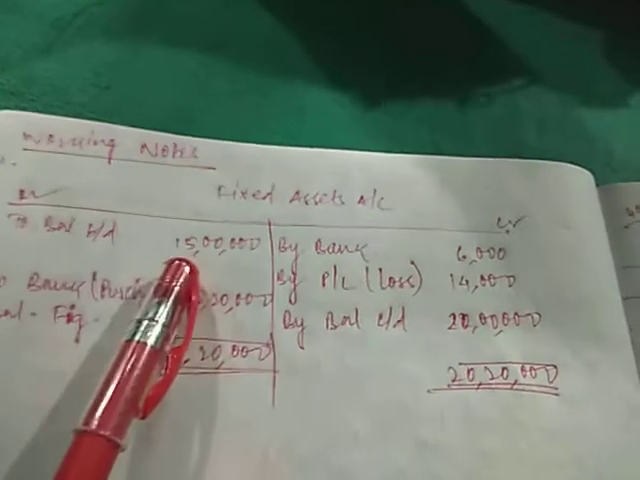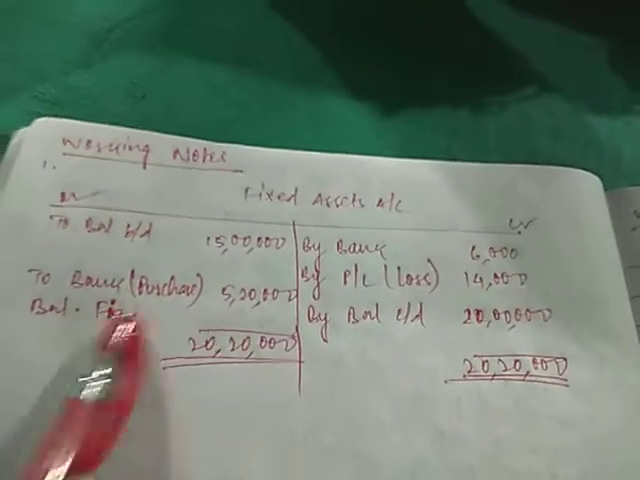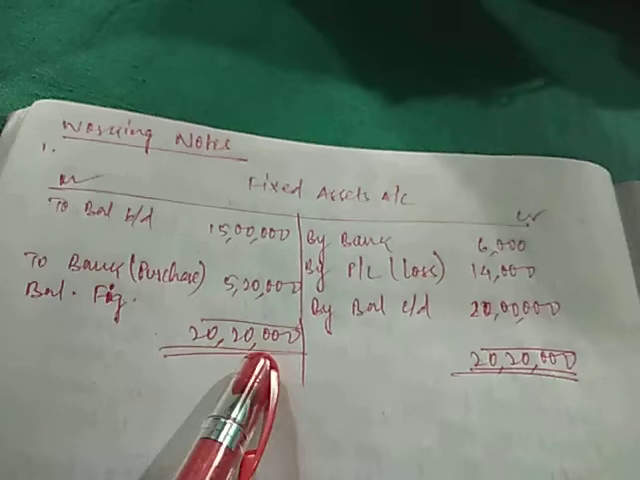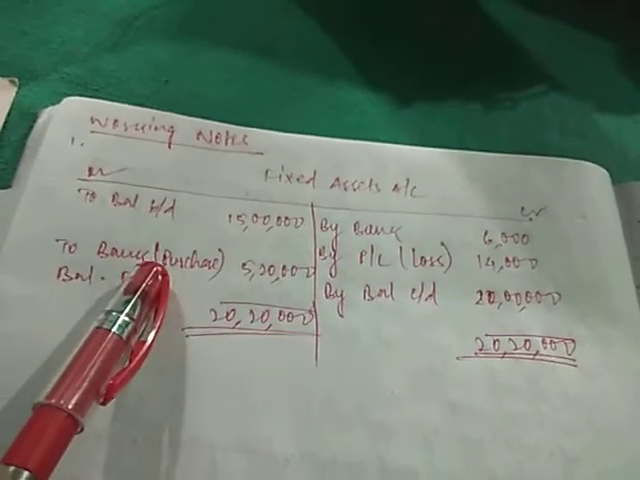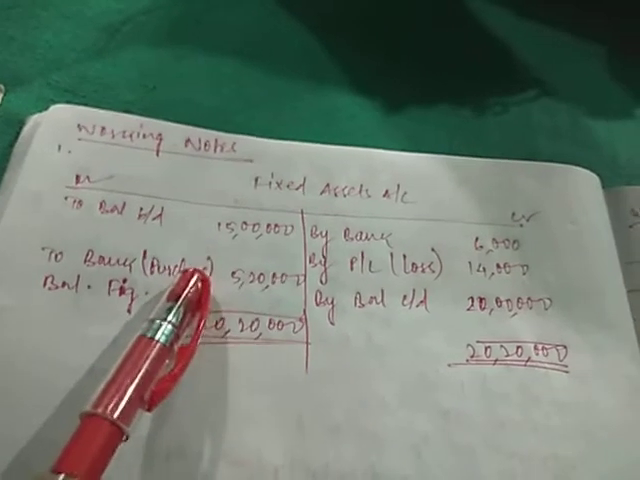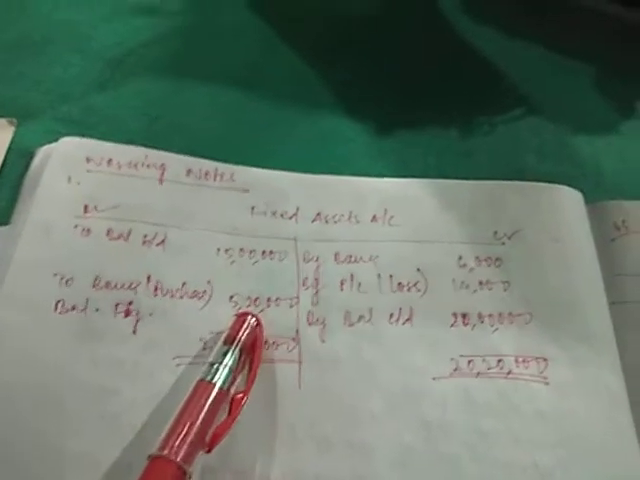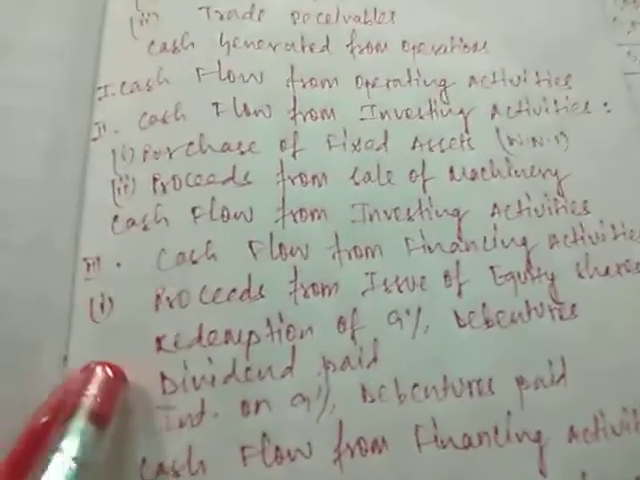From this total, when you subtract the opening balance, you will find the balancing figure, that is 5 lakh 20,000. 20 lakh 20,000 minus 15 lakh gives you 5 lakh 20,000. This is to bank purchase of fixed assets or purchase of machinery, whatever, 5 lakh 20,000. So this is cash outflow 5 lakh 20,000. It will be written here.